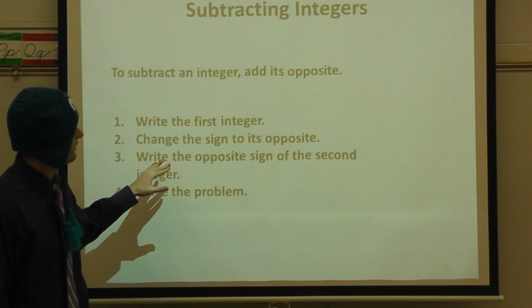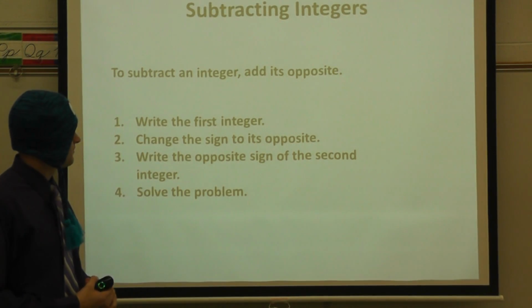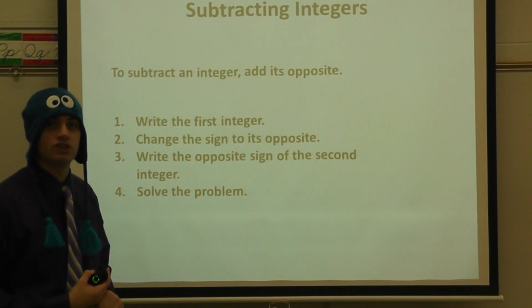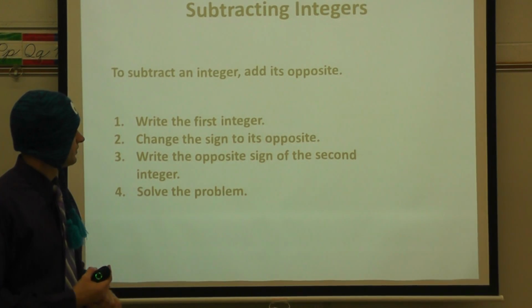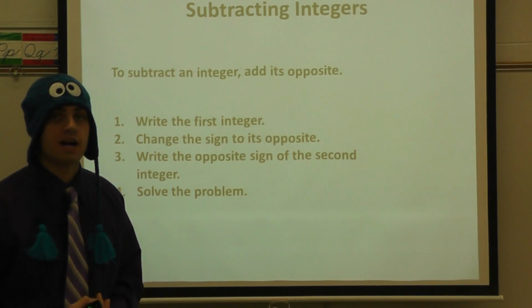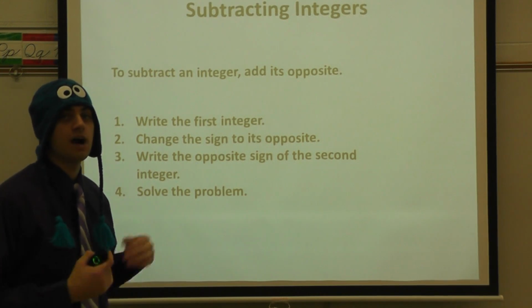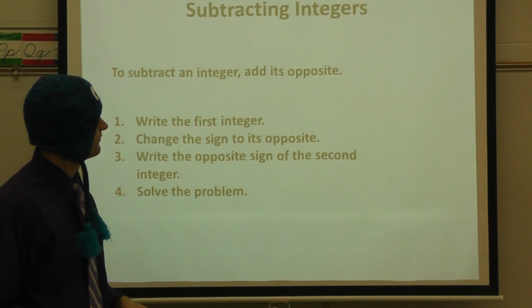All right, and an easy way to remember this is 1, you're going to write the first integer down in your problem. 2, you're going to change the sign to its opposite. 3, you're going to write the opposite sign of the second integer. And then 4, you're going to solve the problem. These 4 steps are very helpful when you guys are learning how to subtract these integers.